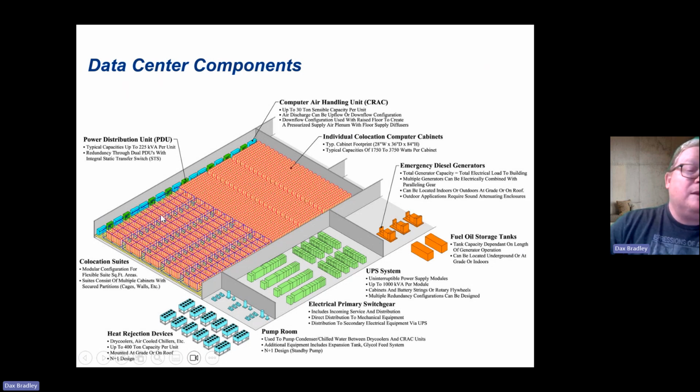So this is your co-location suites. These are often caged in, and this is where the nodes for the various telecom providers exist. And you can also have your servers and your routers and switches set up. The PDU is the power distribution unit. They typically run up to 225 kilovolt amps per unit, and it provides redundancy. And I want to draw your attention to the fuel oil storage tanks.